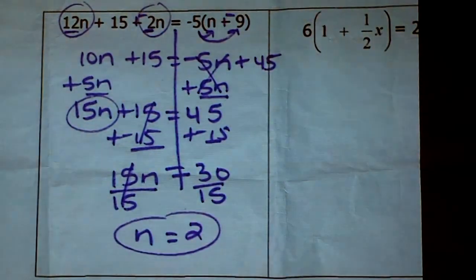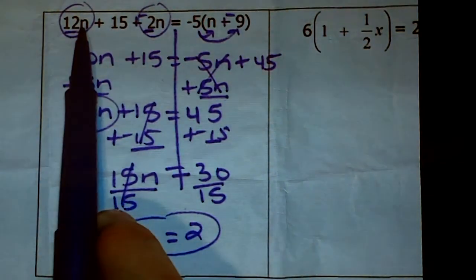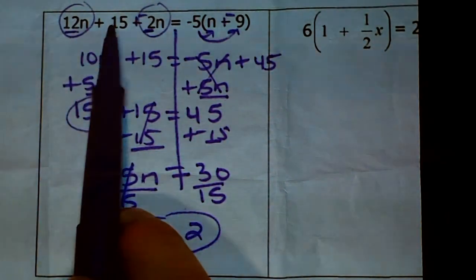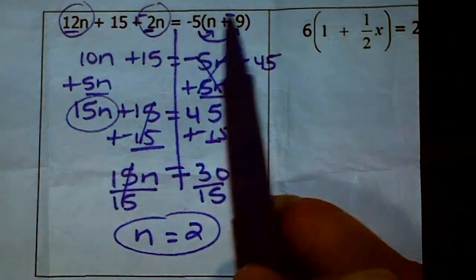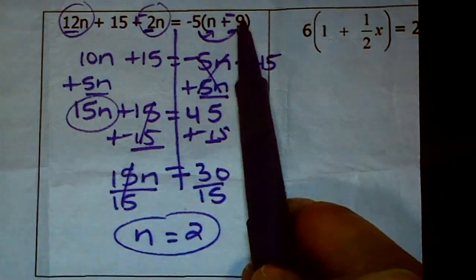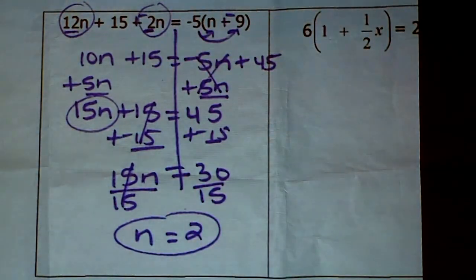2. Again, if you want to check this, you're going to plug 2 in here. So you take 12 times 2 plus 15 minus 2 times 2, hit enter, see what you get, and then do negative 5 times the quantity of 2 minus 9, close those parentheses, hit enter, and you will get the same amount, I promise. But that is how you check it.